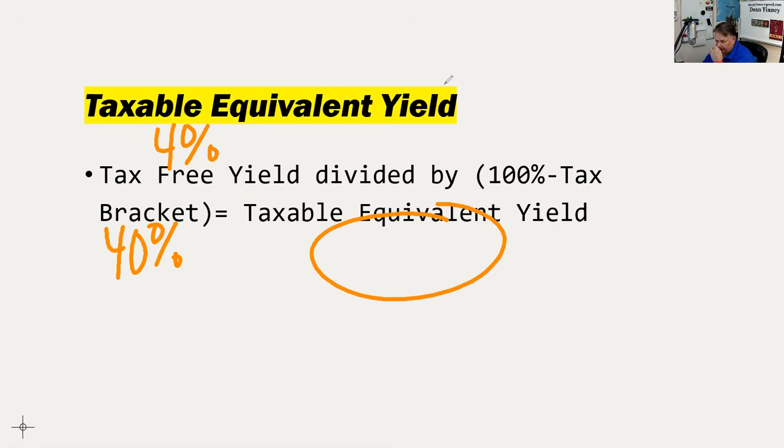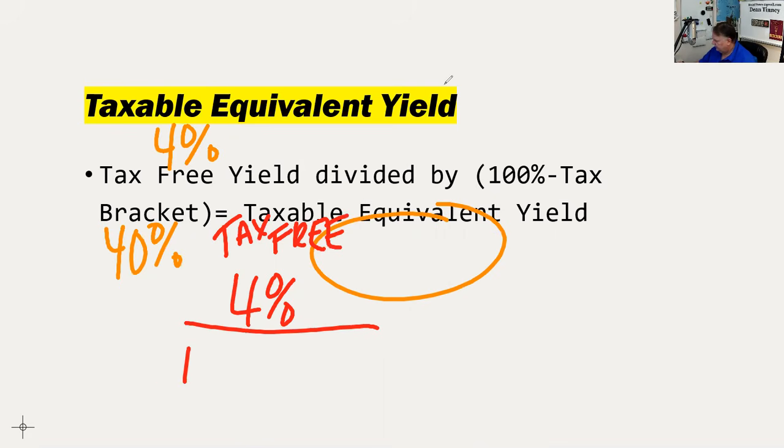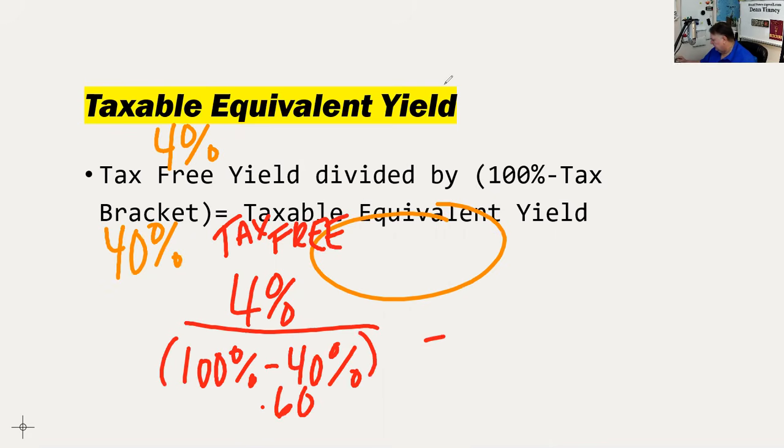And boy, both these formulas I would memorize. So they're right up there. So far, current yield, parity calculations, tax, and taxable equivalent. So the way I do this is I take the 4% muni, the tax-free yield, and I divide it by 100% minus your tax bracket. And I get what's called the taxable equivalent yield.